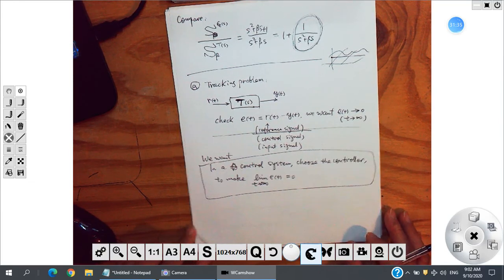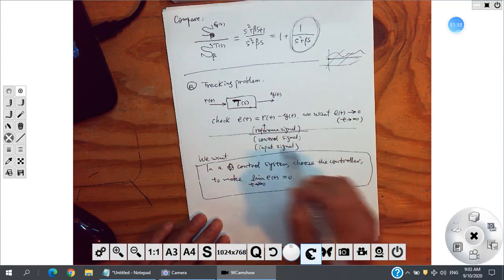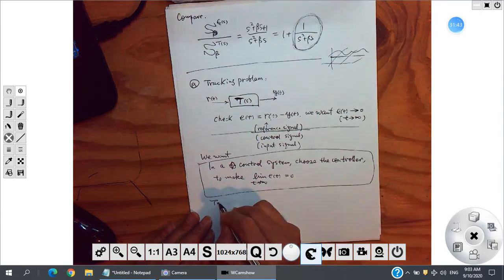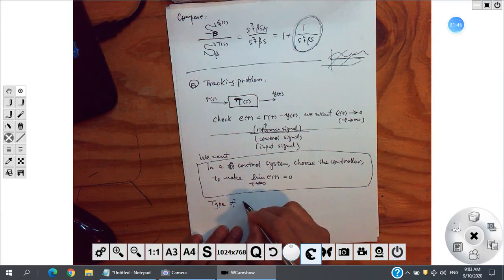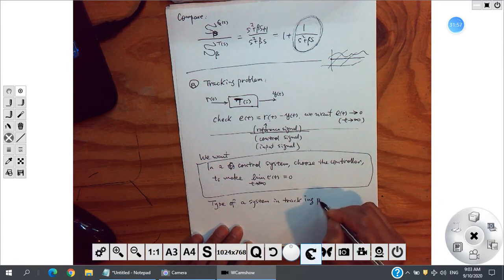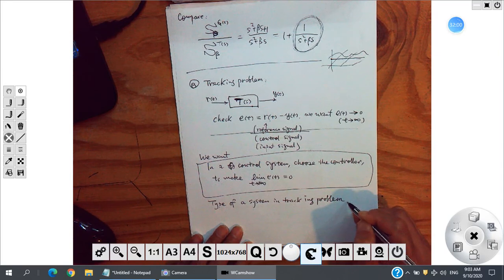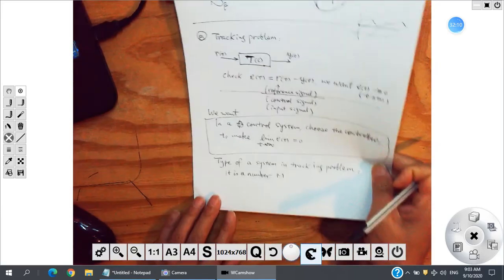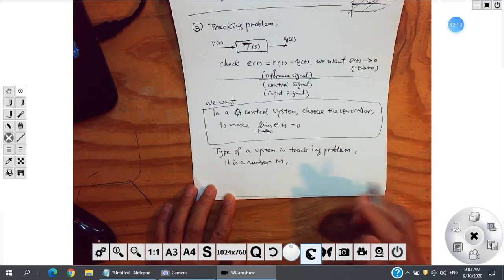And we have a type. Actually, this problem depends on what R(t) is. What is R(t)? We call this the type of a system. In the tracking problem, we have a type. It is a number. Let's say like m. This m satisfies two conditions. A.